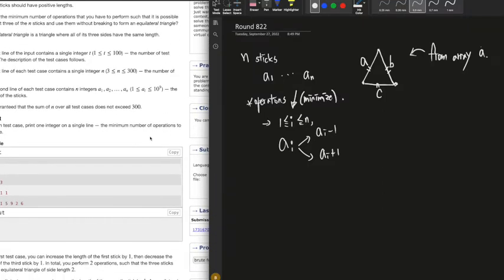Then, what I have to do. So, n starts from 3 and up to 300. And AI is less than 10 to the 9.